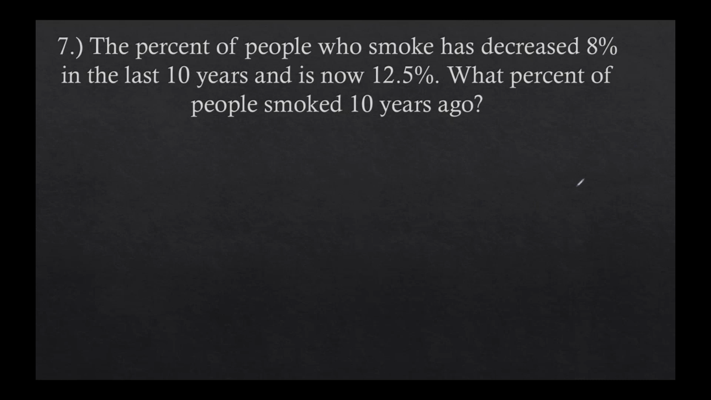All right, which one of these percents is the relative change? 8 or 12.5? 8 is correct, and the key is decreased 8%. So what does that make the ratio? If it decreased by 8, that means we take 100 minus 8, which is 92 over 100.